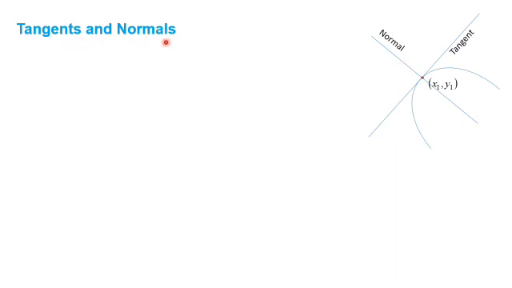Tangent means if you consider a curve and draw a line that touches the curve at exactly one point, then that line is called the tangent and the point is called the point of contact. And if you draw a line which is perpendicular to that tangent through that point of contact, then that line is called the normal. Let's recall some of the basic concepts which we have learned in class 11.